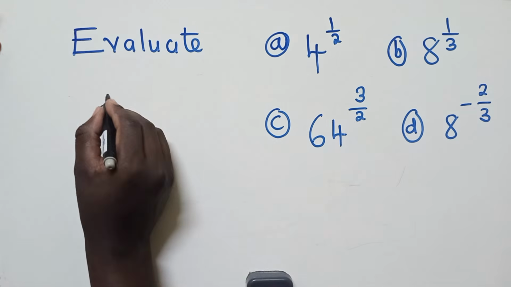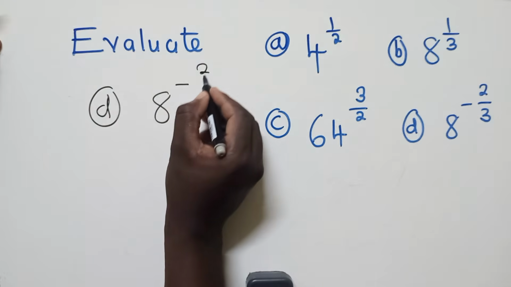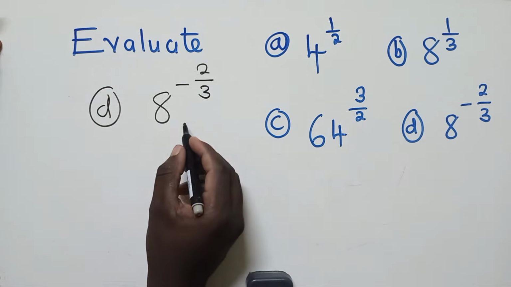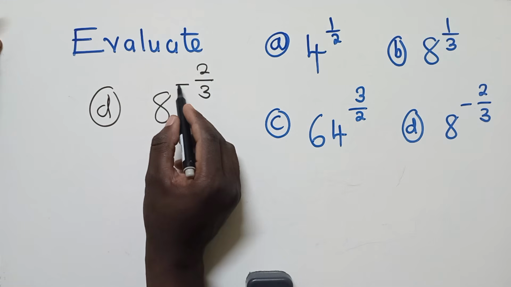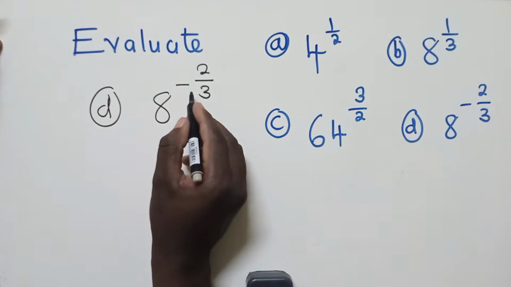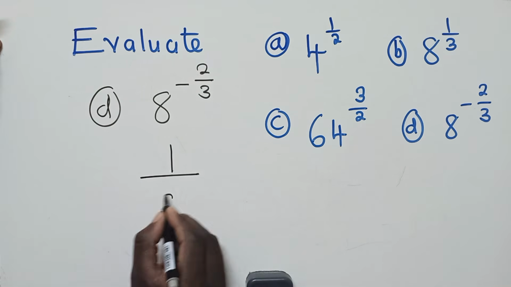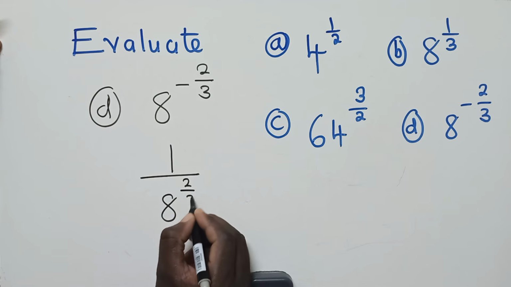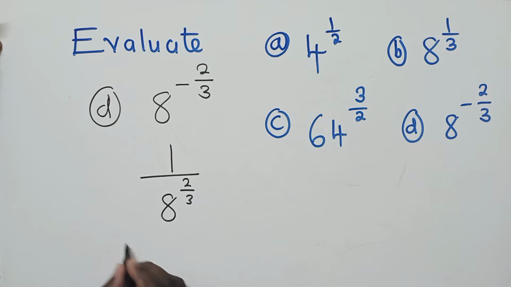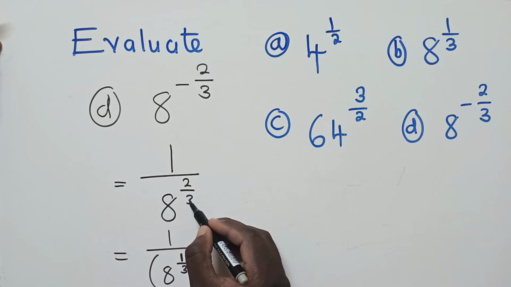Question D, we find 8 power negative 2 over 3. You see this negative? So this negative means you reciprocate. So we're going to write 1 over 8 power 2 over 3. Thereafter, we say 1 over 8 power 1 over 3. And here we put a 2. This 2 is the power, 3 is the cube root.